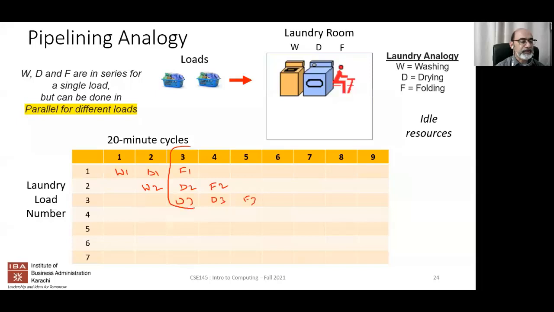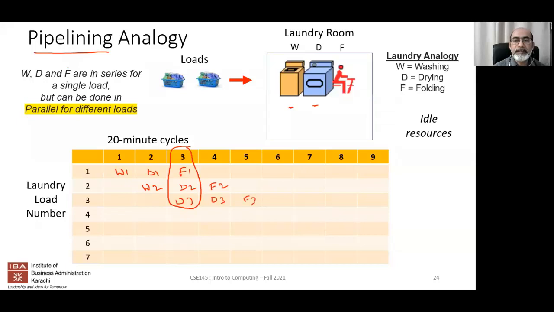So in the third 20 minutes, the first laundry will be over here, the second one will be over here, and the third one will be over here. So you can clearly see that the concept behind this is something called pipelining. And this is used in CPUs to improve the speed.